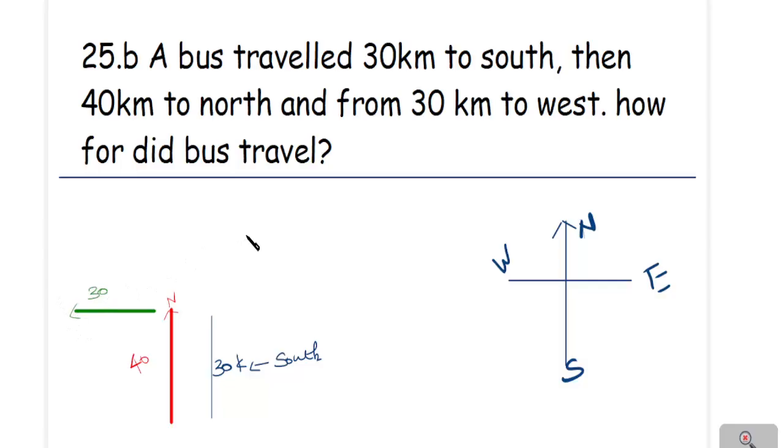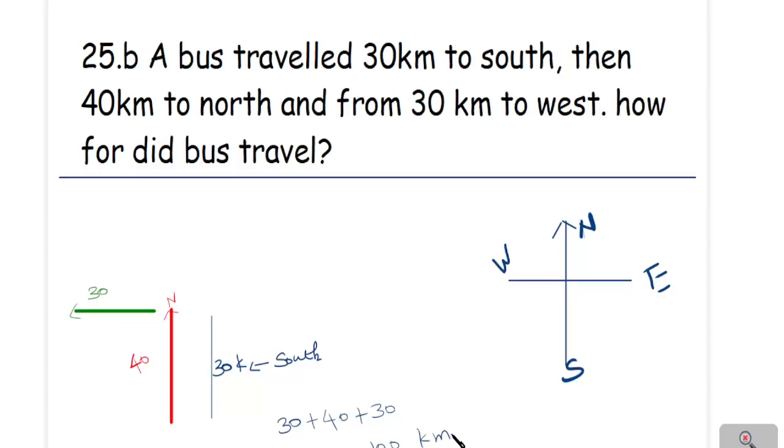The question is, how far did the bus travel? So this is the direct question. If it's a direct question, you just add all the three numbers: 30 plus 40 plus 30. So 100 kilometers. If it is a direct question, just what is the kilometer of bus travel?